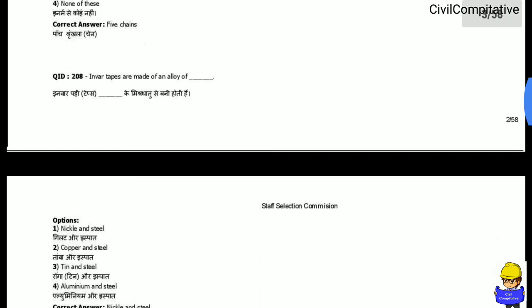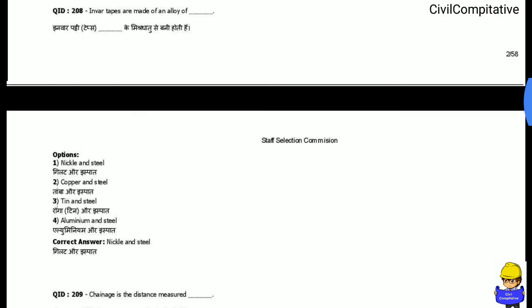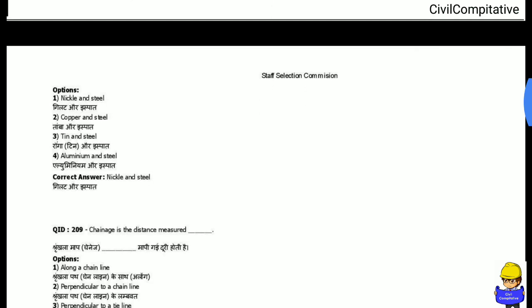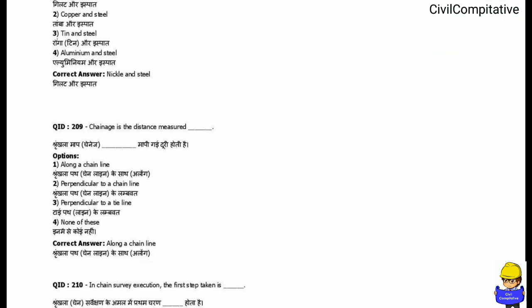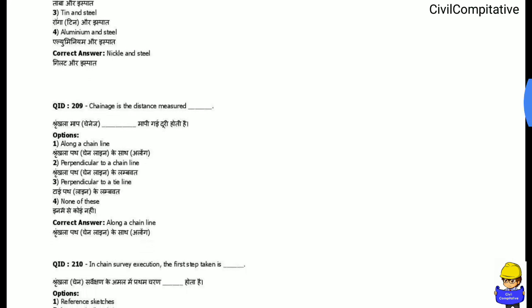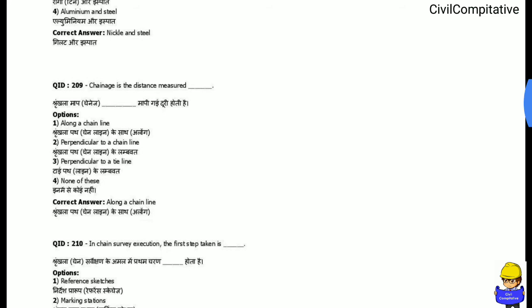The next question is: invar tapes are made of an alloy. It's nickel and steel. Invar tape is also known as surveyor's tape. Next question is chainage. Chainage is the distance measured along a chain line. It is a linear type of survey and it is done mainly along the chain line.